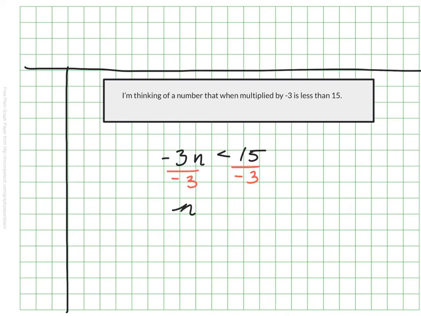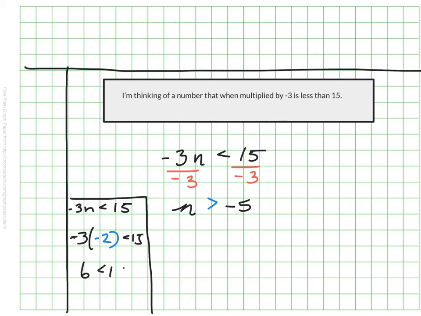So we know that we have n on this side and we have -5 over here, but because I was dividing by that -3, I need to flip my inequality. So maybe my number is anything that is greater than -5. I'll pick a number that's greater than -5 that could be that mystery number. Let's say -2. And of course, we're just going to fill this in. -2 times -3 would be 6, and 6 is less than 15. So maybe my mystery number was -2.